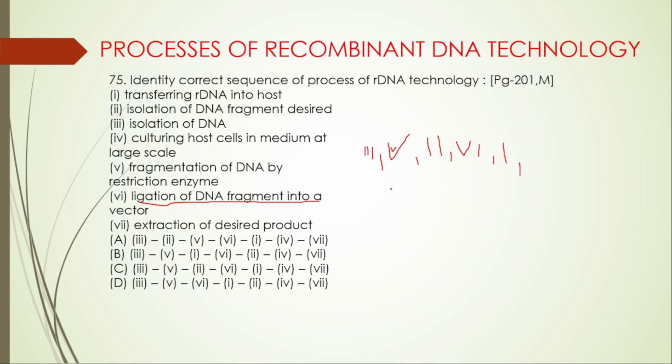Next, there will be culturing host cells in the medium at the larger scales. That is the 4th one. And then lastly, extraction of the desired product, the 7th one. So 3, 5, 2, 6, 1, 4, 7. So the right option, it seems like C is right.